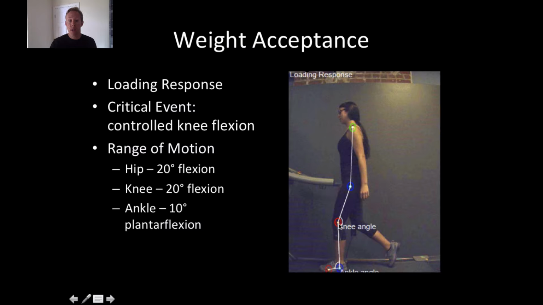Now the knee is at 20 degrees of flexion. It was at 0 when we hit the ground. Now it's bent 20 degrees. And the ankle is no longer at 90. It's moved through plantar flexion. So we lowered our foot to the ground. So we're not at that heel strike anymore. Now we've lowered it to the ground. We've allowed it to move slightly into plantar flexion, past neutral 10 degrees. Okay, so again, critical event here is controlled knee flexion, which is how we absorb shock in loading response.